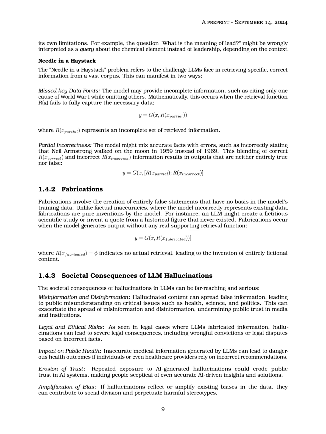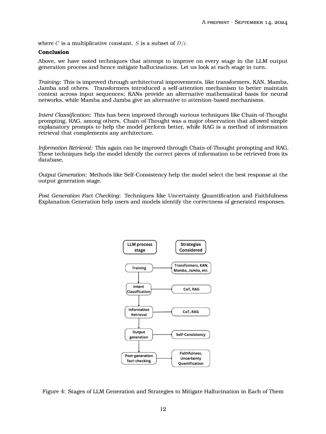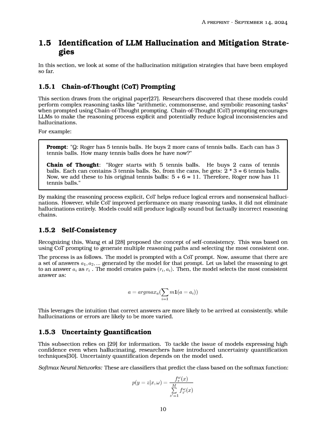First, chain-of-thought prompting encourages LLMs to make their reasoning explicit, which can help reduce logical inconsistencies and nonsensical outputs. This is achieved by prompting the model to articulate its thought process step by step, thereby allowing for better tracking of reasoning paths. Second, self-consistency involves generating multiple responses for a given prompt and selecting the most consistent answer, leveraging the idea that correct answers are more likely to be consistently derived.